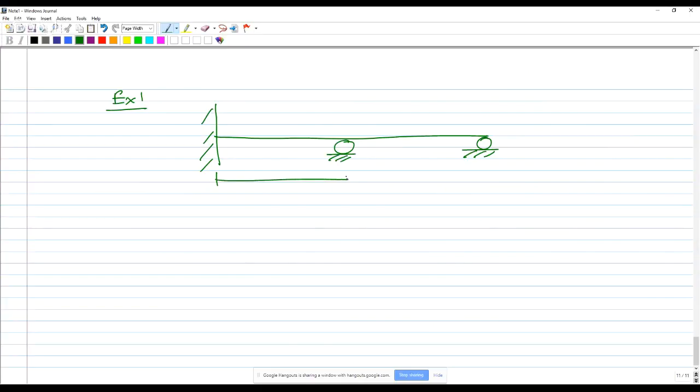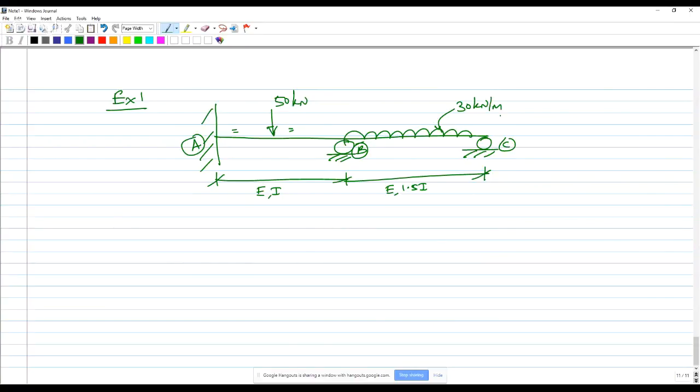We'll mark the data of the beam as shown in the figure. Let's say this is E and I. This is E and 1.5 I. Let's say we want to change the moment of inertia for the span BC. Let's say this beam has got a central concentrated load of 50 kilonewton on the span AB and a uniform distributed load on the span BC, which is 30 kilonewton per meter. Let's say AB is of span 5 meters and BC is of span 4 meters.